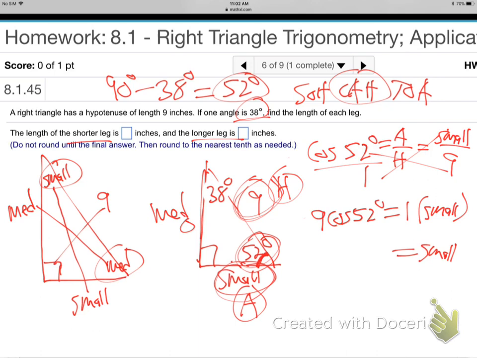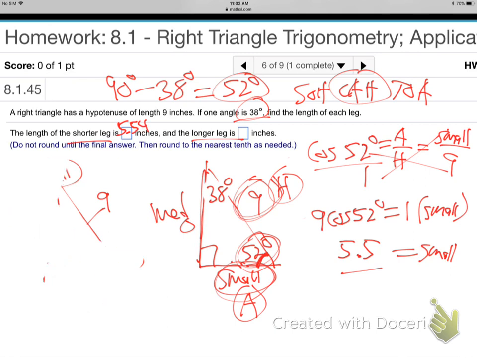And I came out 5.54. They want one? Oh, tenth. So just 5.5. So the small side must be 5.5. Okay, and then how do we find the medium side, which is the longer leg? It's opposite over adjacent.